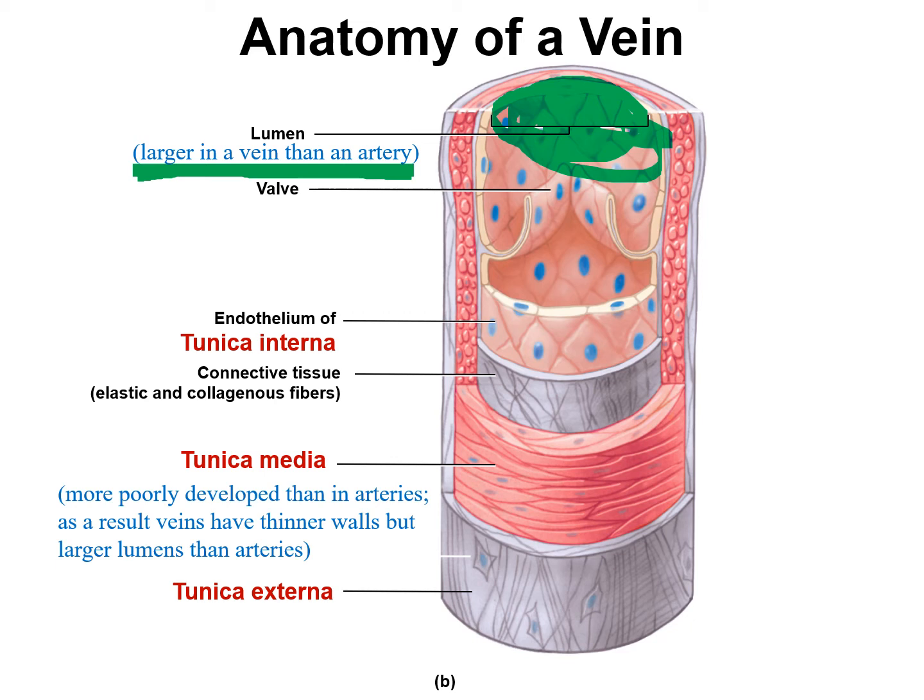The other thing that I want you to note is the presence of valves here that come off of the endothelium, which is again simple squamous. So the valves are unique to veins. Arteries don't have valves. And this is going to have a role to play in helping to promote blood flow in one direction. In this case, it's going to be upward.